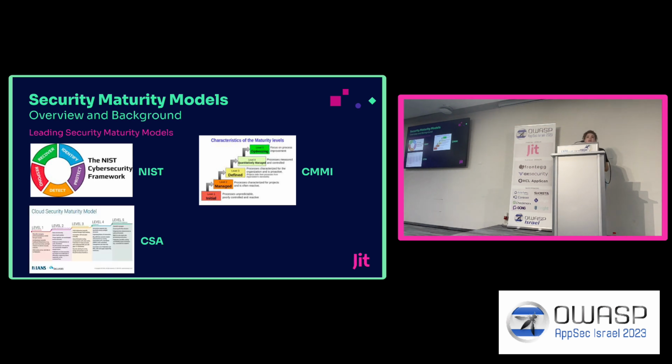The next one is CSA, which is Cloud Security Alliance. This is a bit similar to CMMI. We do love the fact that they've taken those steps and translated them and fit them into a specific area in cloud security, but it's a bit more broad, right? It doesn't really get into the DevSecOps perspective.